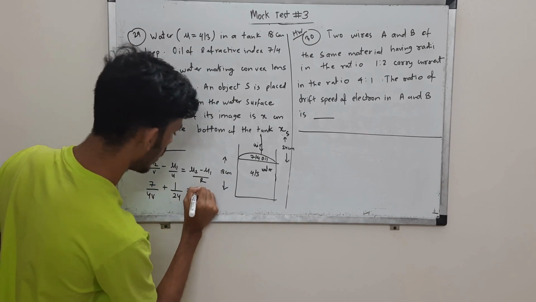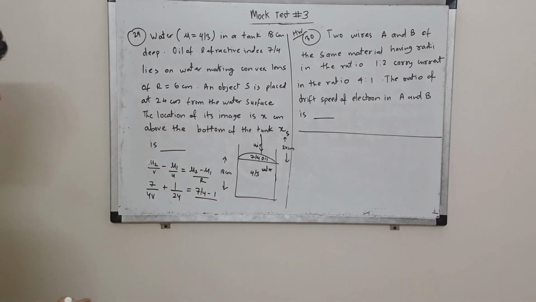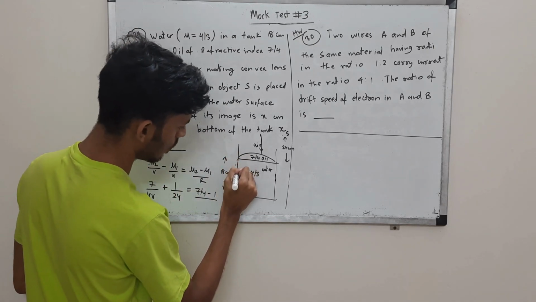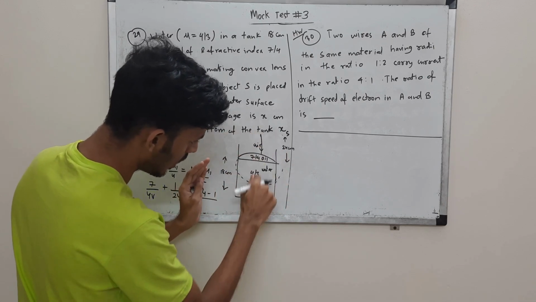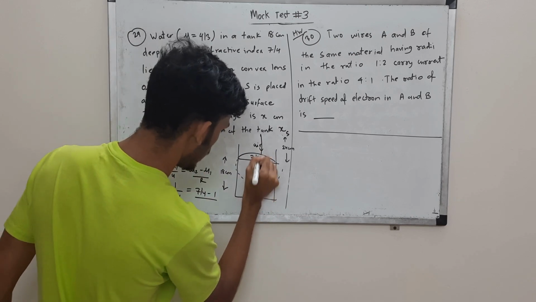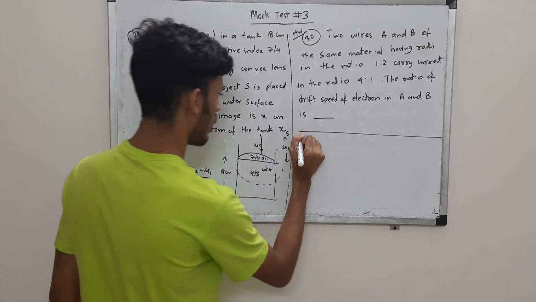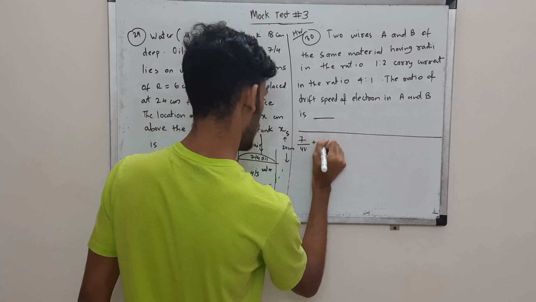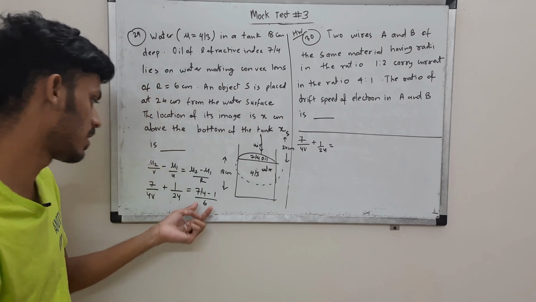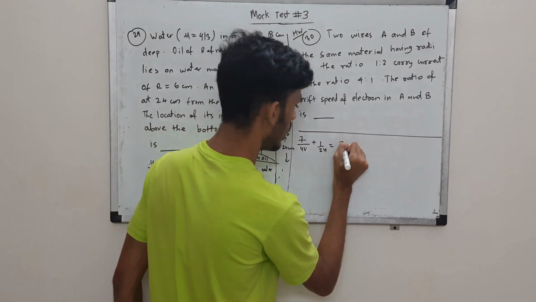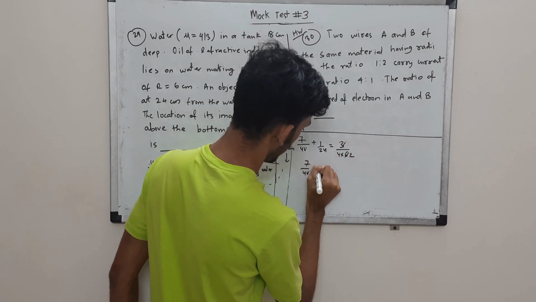Okay, so again mu2 minus mu1, 7 by 4 minus 1, and r is the radius of curvature of this lens. If you see, it is in the positive direction, right? This is the center, this is the radius, so it is along the direction of incident ray, so plus 6. So 7 by 4v plus 1 by 24 equals 7 by 4 minus 1, so 3 by 4, so 3 by 4 into 6, so this will become 2.